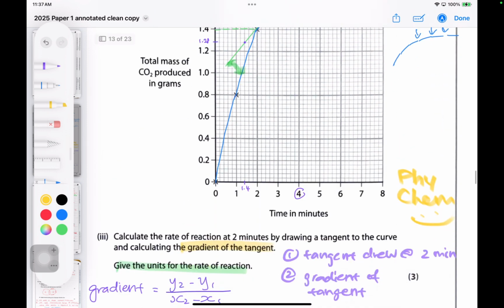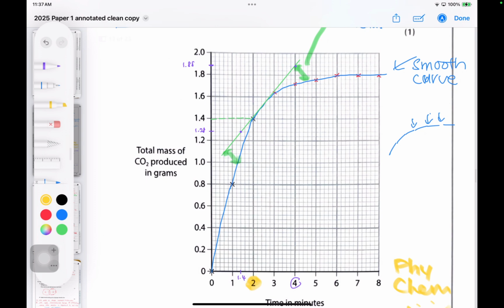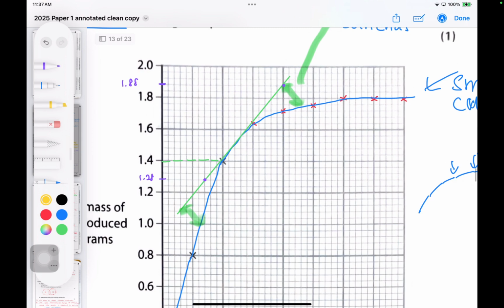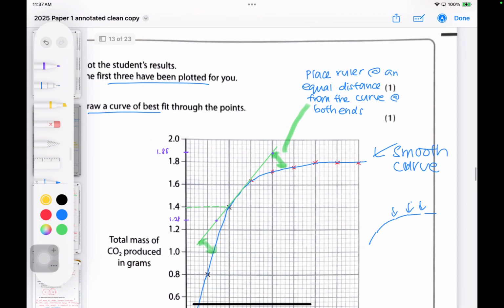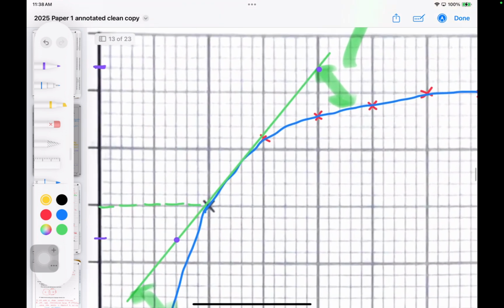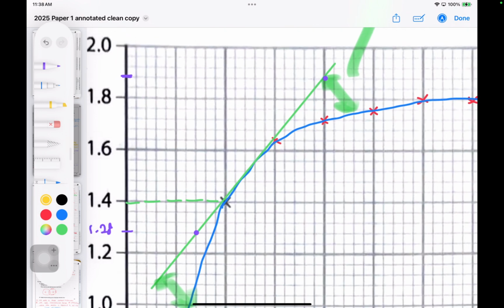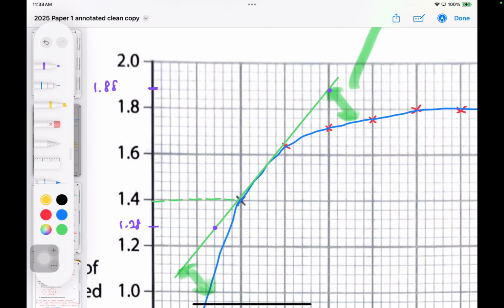Okay, so they want you to draw a tangent, or calculate a gradient of the tangent at the 2 minutes. So you need to go to your 2 minutes, look upwards, okay? And then that's what I've drawn. I've drawn the green line. But make sure before you draw your horizontal line, you want to place your ruler at an equal distance from the curve at both ends. I would think this is emphasized in math, but the same concept apply in both physics and chemistry as well, okay? And so if you're able to do so, then look for 2 points that is neat and tidy and allow you to easily read off from the chart.